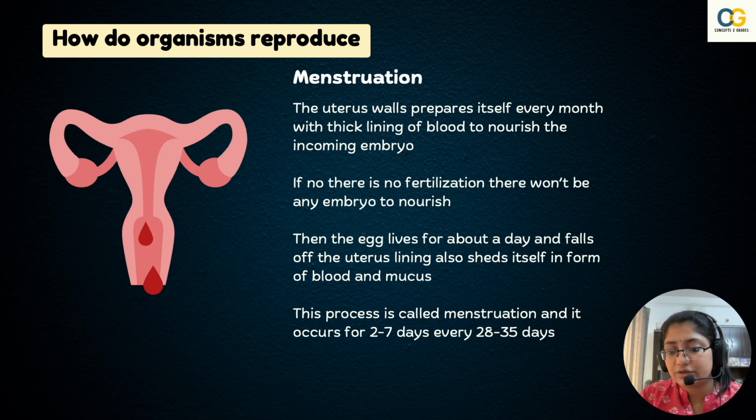The bleeding occurs for 2 to 7 days from woman to woman, and it occurs every 28 to 35 days. And this occurs until the woman has eggs in her ovaries, because there are a set number of eggs, it releases one every month. So until the set number of eggs are present, it keeps occurring every month.